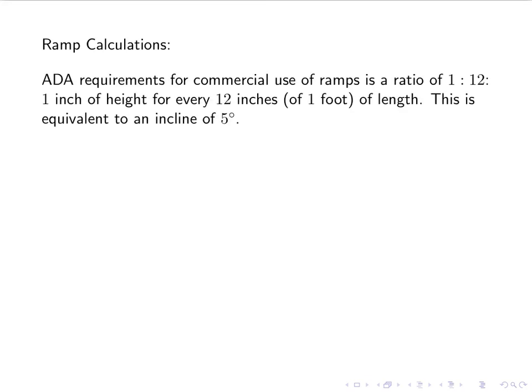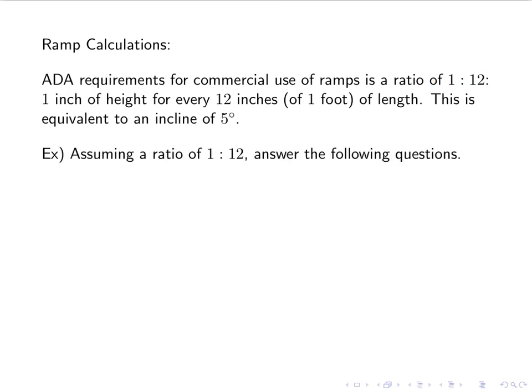let's look at the last one, which is ramp calculations. So the ADA, the Americans with Disabilities Act, requires for commercial use of ramps a ratio of 1 to 12. So 1 inch of height for every 12 inches, or that's supposed to be 1 foot of length. This is equivalent to an incline of 5 degrees. So we have a ratio, which means we're going to be using proportions. And depending on what units we're given, we're either going to use the ratio of 1 to 12, which is inches to inches, or 1 inch to 1 foot.